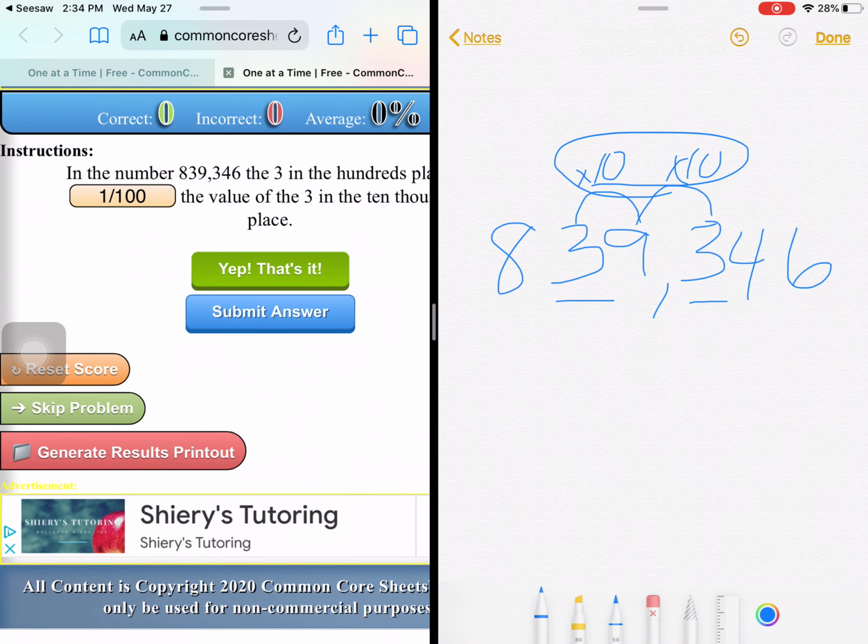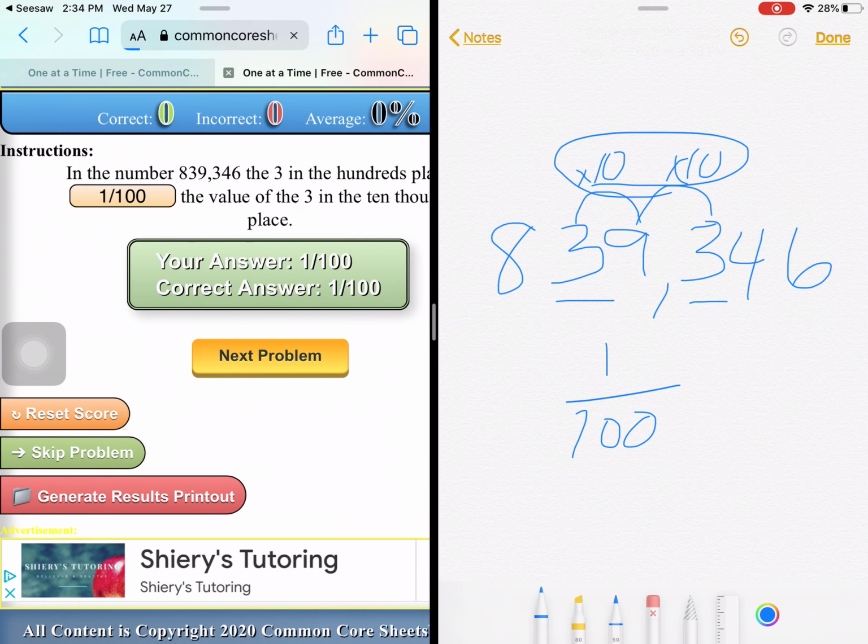Check my answer. Yep, that's it. So it's 1/100th. Because it's going smaller, so it's 1 of the hundredths bigger. So go to the next one.